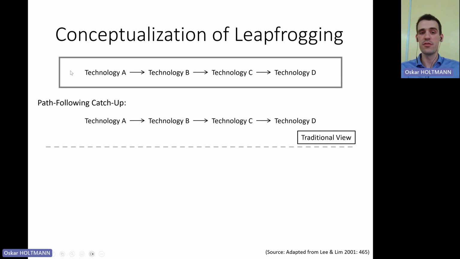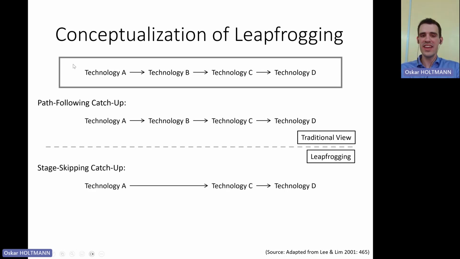suggesting a different approach, either by skipping stages, so moving from technology A to technology C right away, or technology D, or moving from technology B to technology D, but essentially skipping one stage that other countries passed through previously.